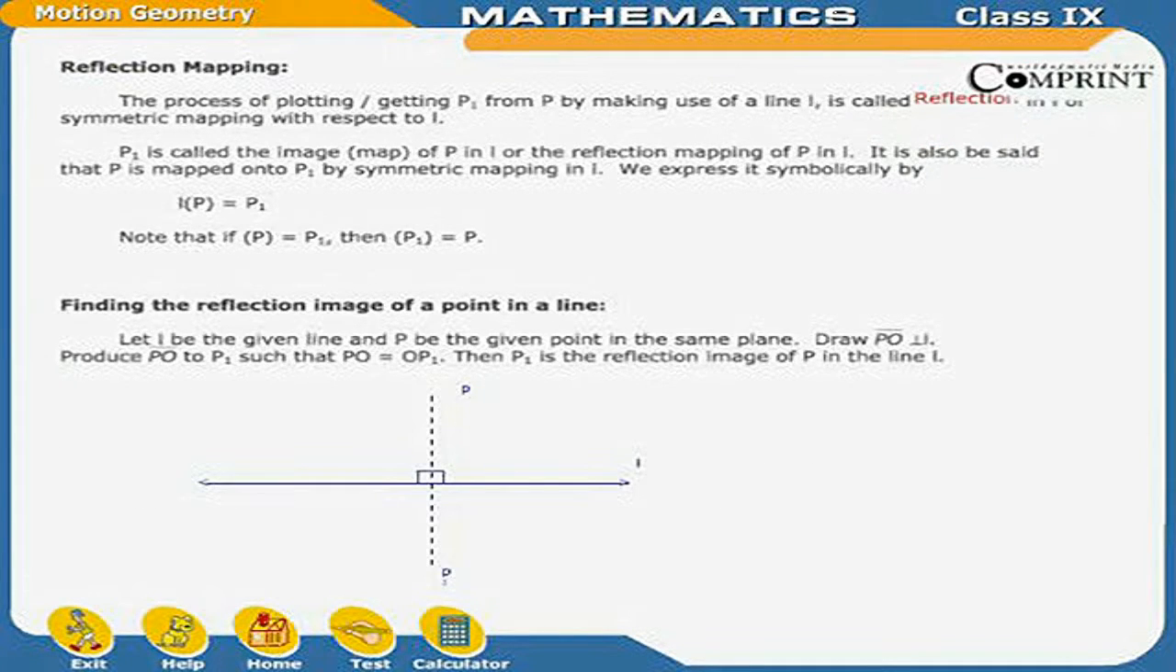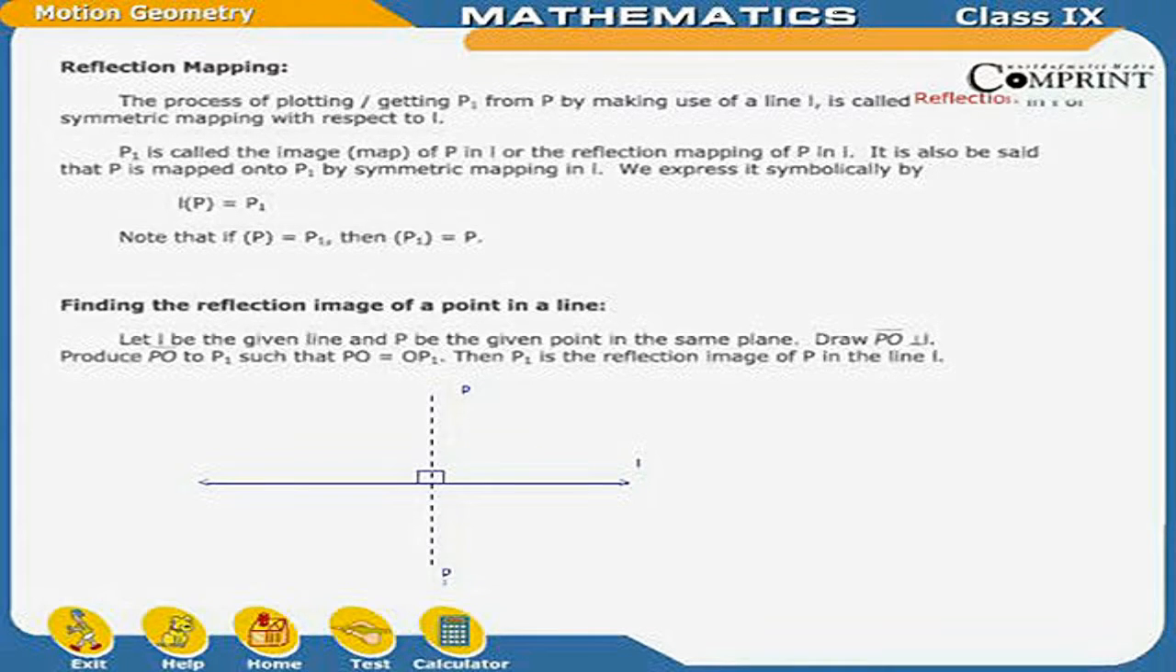Reflection mapping. The process of plotting or getting P1 from P by making use of a line L is called reflection in L or symmetric mapping with respect to L. P1 is called the image or map of P in L or the reflection mapping of P in L. It can also be said that P is mapped onto P1 by symmetric mapping in L. We express it symbolically by L of P equals P1. Note that if L of P is equal to P1, then L of P1 is equal to P.